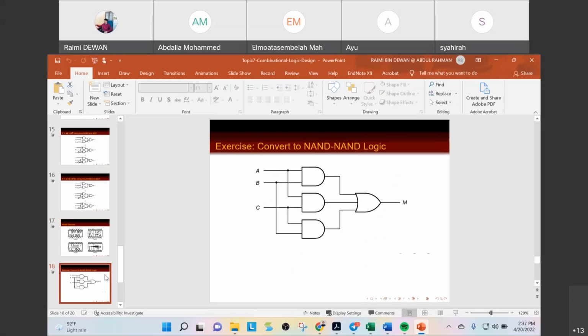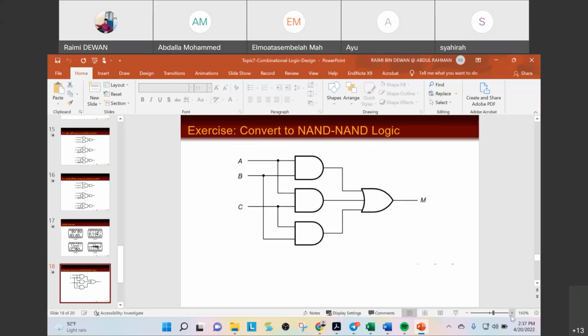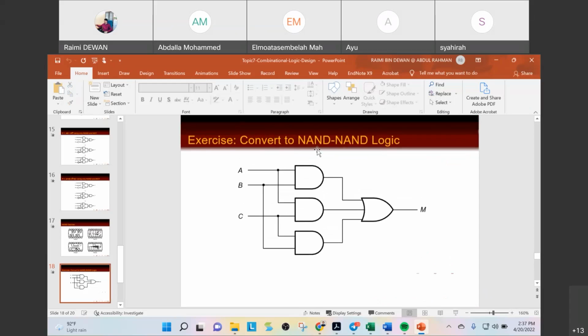Okay, so this is the exercise. Now try to do this, convert to NAND logic. All of you, try this. I will create a Padlet. I give around 10 minutes. Try this, convert to NAND logic. Okay, before that, stop. We start at 2:40, no worry.